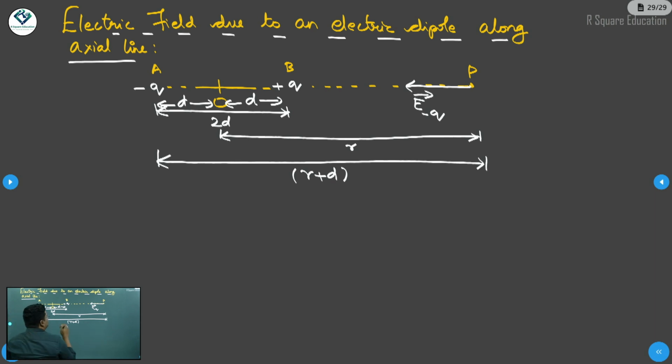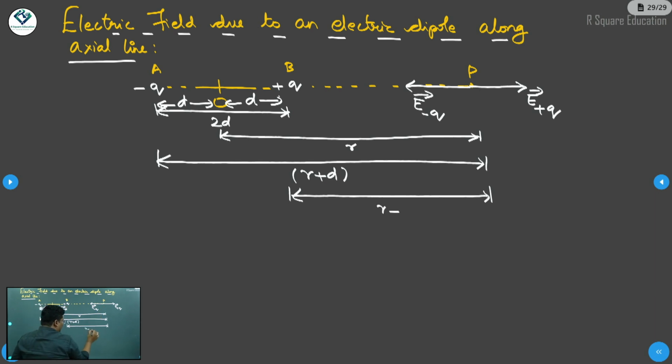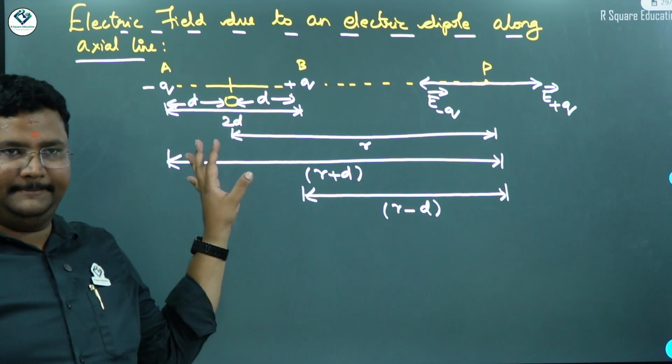Right. Next, what will be the electric field due to the positive charge at point P? Exactly. It is going to be away from this charge, E plus Q. And what will be the distance of separation between plus Q, B and P? This distance. Up to this is R and this is D. So this is going to be R minus D. Okay with the construction part?